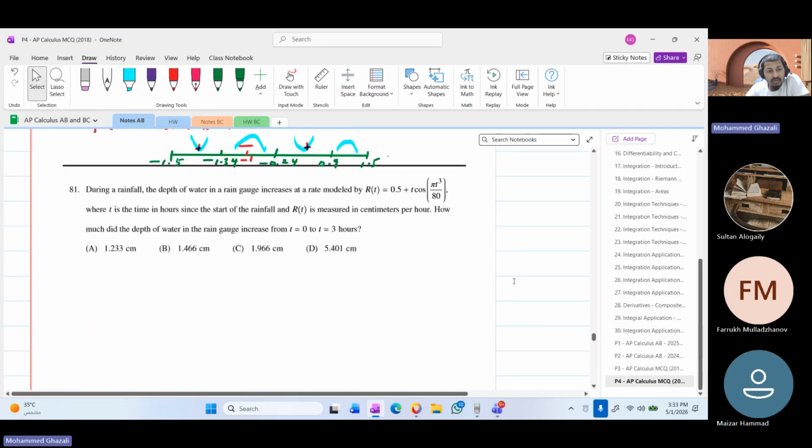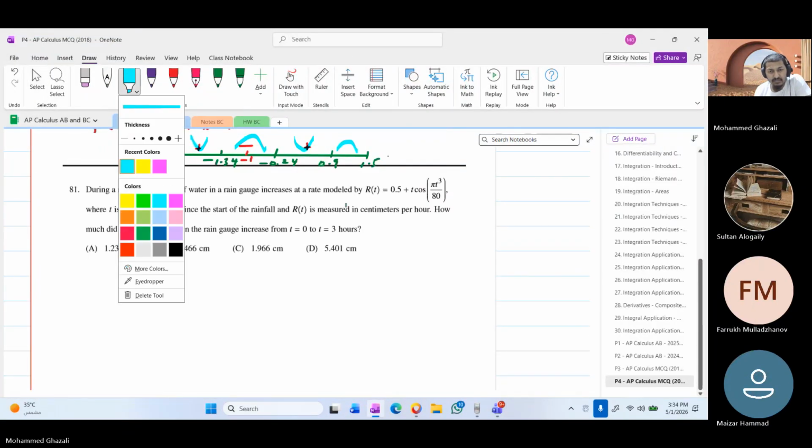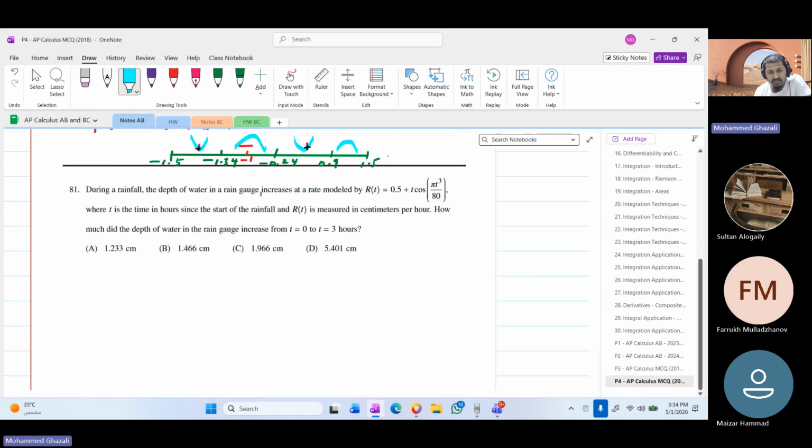Next one. During a rainfall, the depth of water in a rain gauge increases at a rate modeled by... So what is this? Is this already the increase rate? So this is already the rate function, where t is the time in hours since the start of the rainfall, and r of t is measured in centimeters per hour.